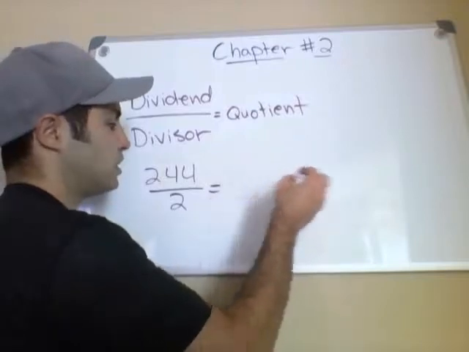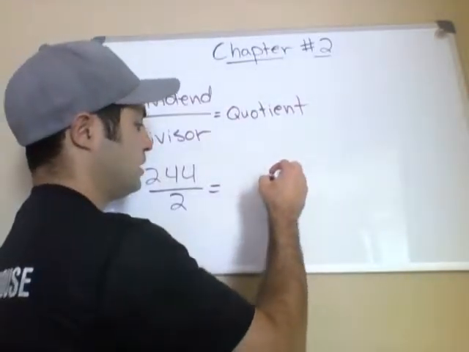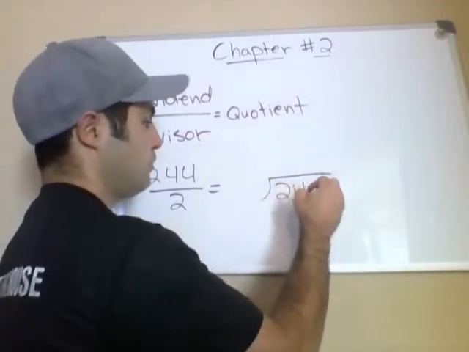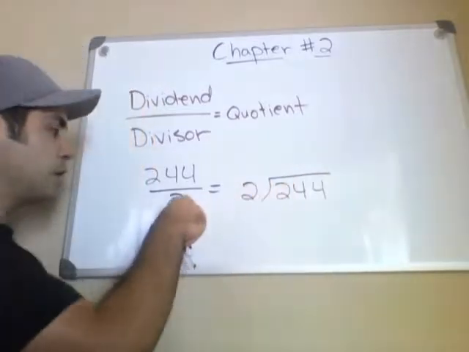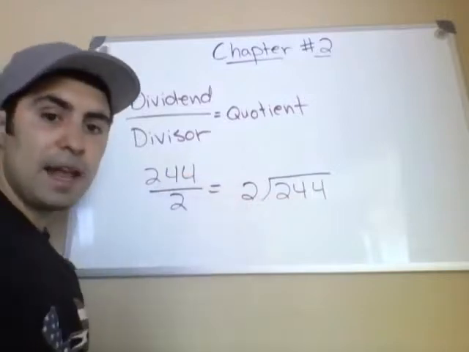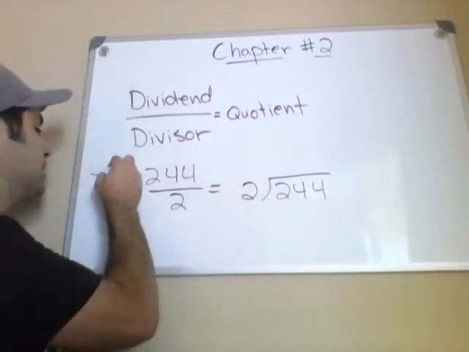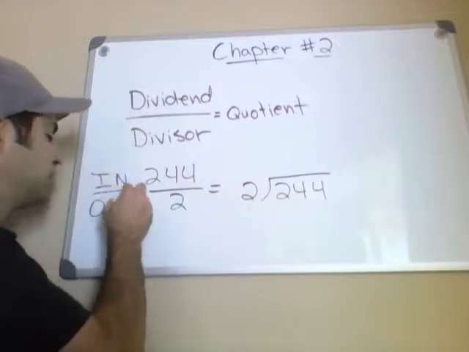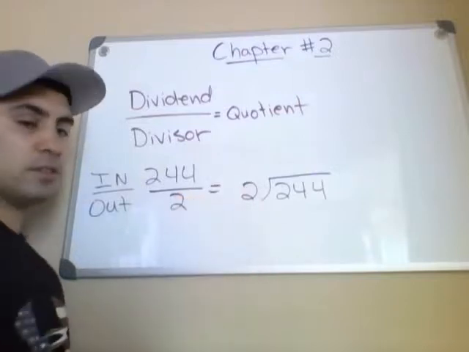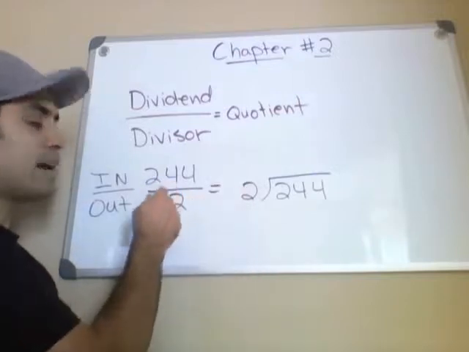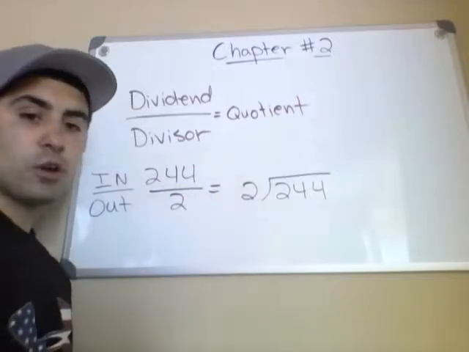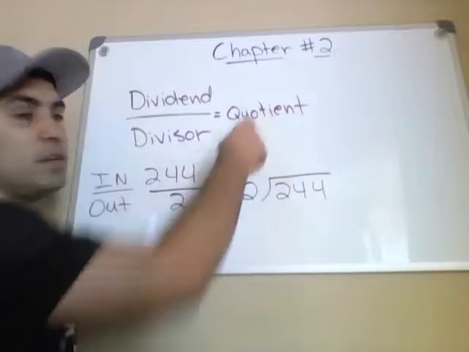So your quotient is going to be the answer of 244 and 2. How do we know which one of these numbers goes inside and which one of these numbers goes outside? The way I like to remember is in and out. In and out burger. So the top one is in, the bottom one is out. So that way we've converted a fraction into a long division problem, which many times is a lot easier to work with. And of course your answer is going to be your quotient.